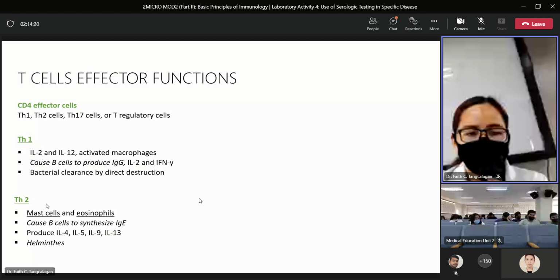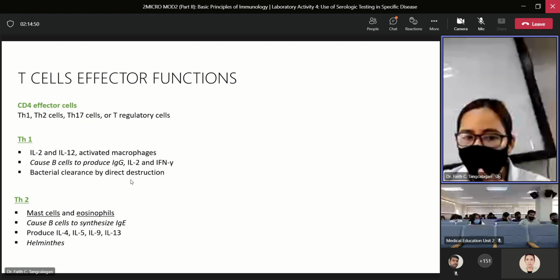Other than that, Th2 is also responsible for the response to helminths. So any helminthic infection, it's the Th2 that is responsible for killing those parasites. The Th1 is usually more on bacteria, diba? Bacteria, Th1. Th2 is more on the helminths, parasites, and so on.